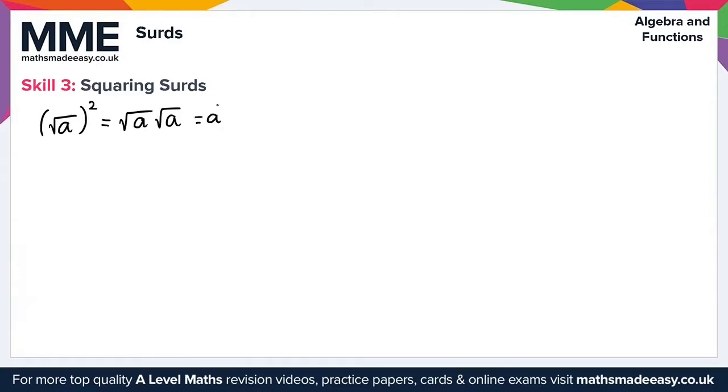You could also verify this using what you know about indices. Root a we can write as a to the power of a half. So we times that by a to the power of a half. And remember, when you're multiplying with the same base, we simply add the powers. So that's a to the half plus a half. In that case, we get a to the 1. So that verifies that fact.